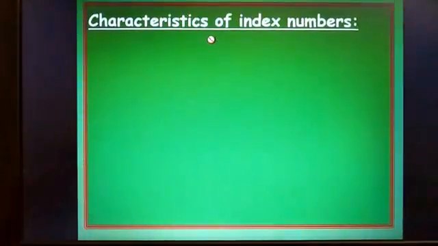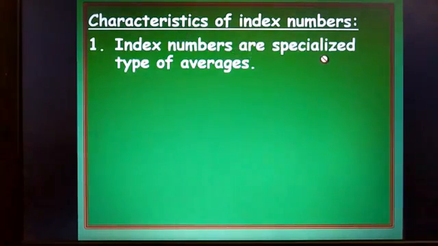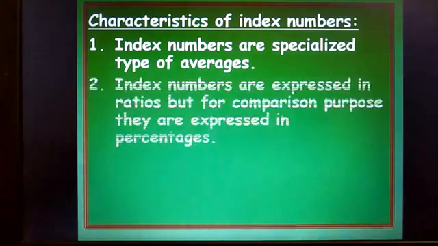Next, we shall consider characteristics of index numbers. Uses we have seen, limitations we have seen. Now, major characteristics of index numbers we shall see and complete the chapter on index numbers. Index numbers are a specialized type of averages. Averaging only is being done here, but it is a special type of average which is expressed in terms of percentages.